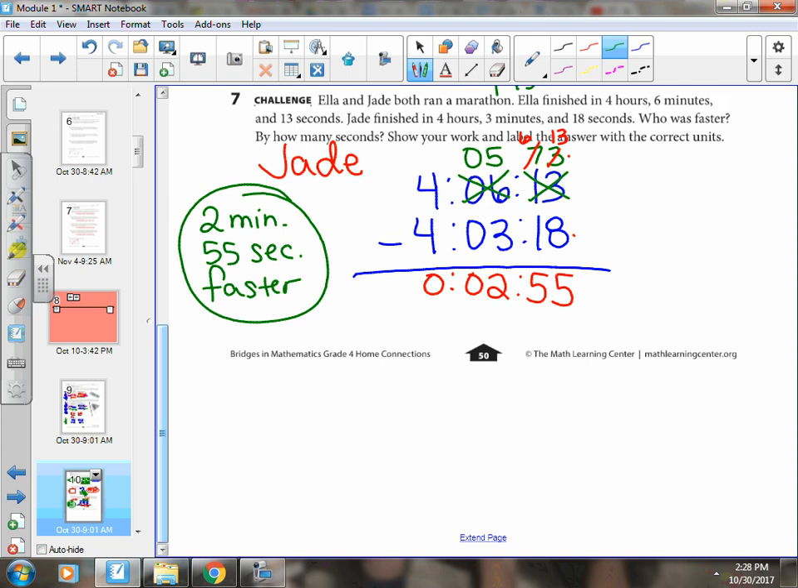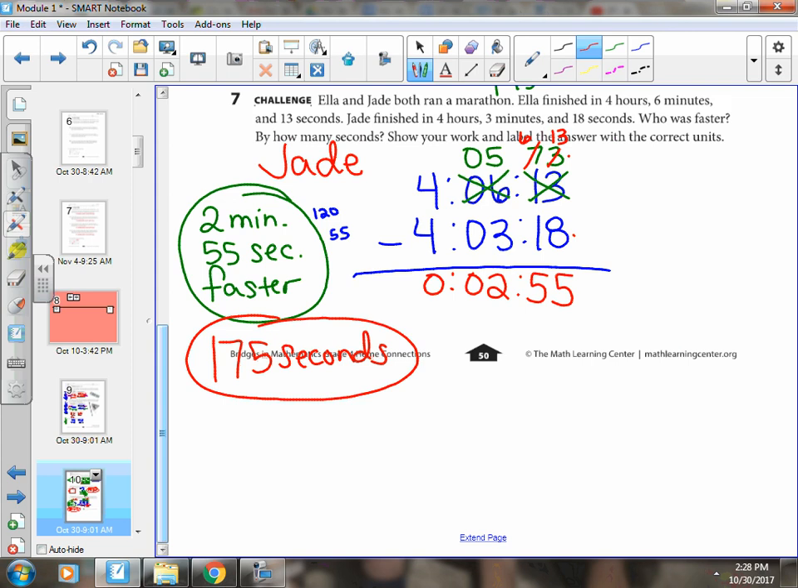Although it says by how many seconds, so I could also say that 2 minutes is the same as 120 seconds and 55 seconds. And if I put those together, I would get 175 seconds. So you could say 175 seconds as your answer as well.